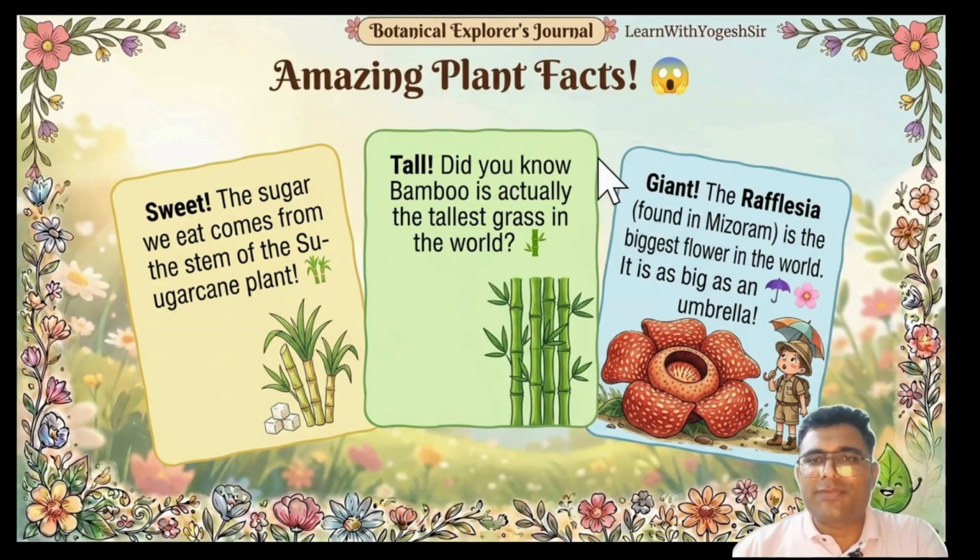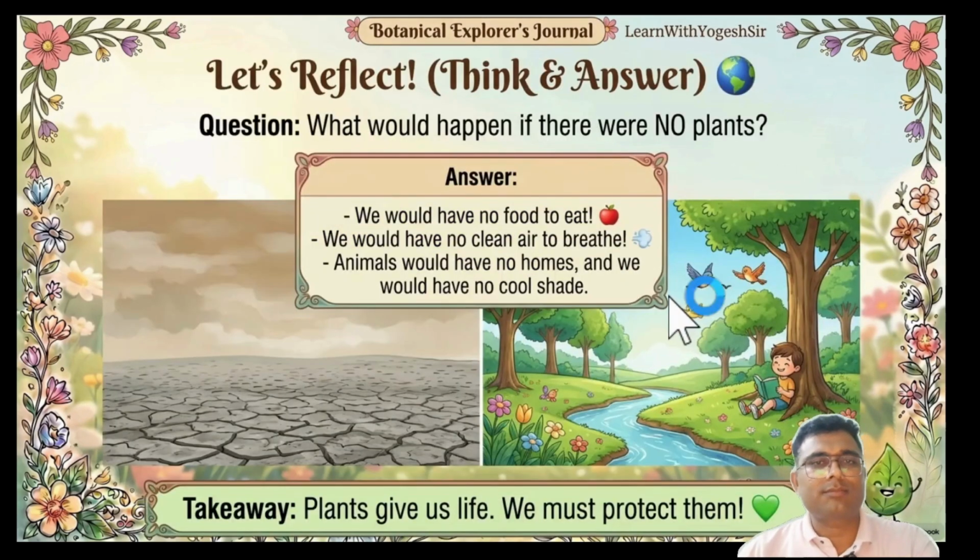These are some amazing facts about plants. Sweet: the sugar cane we eat comes from the stem of the sugar cane plant. Did you know bamboo is actually the tallest grass in the world? Yes, this is true. Bamboo is actually a grass. And the third one: giant rafflesia, found in Mizoram, is the biggest flower in the world. It is as big as an umbrella. This is really interesting.